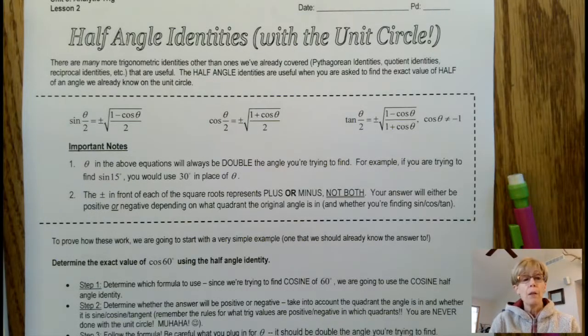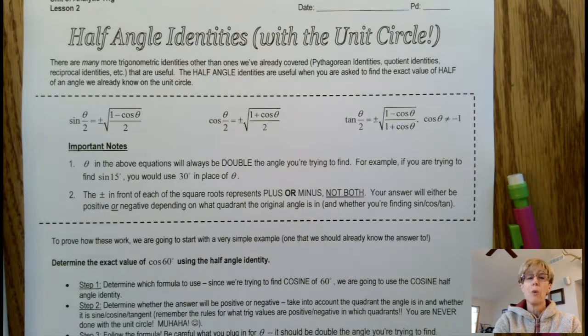Today we're going to look at half-angle identities with the unit circle. There are more trigonometric identities other than the ones that we've already covered: the Pythagorean identities, the quotient identities, the reciprocal identities. The half-angle identities are useful when you're asked to find the exact value of an angle on the unit circle.